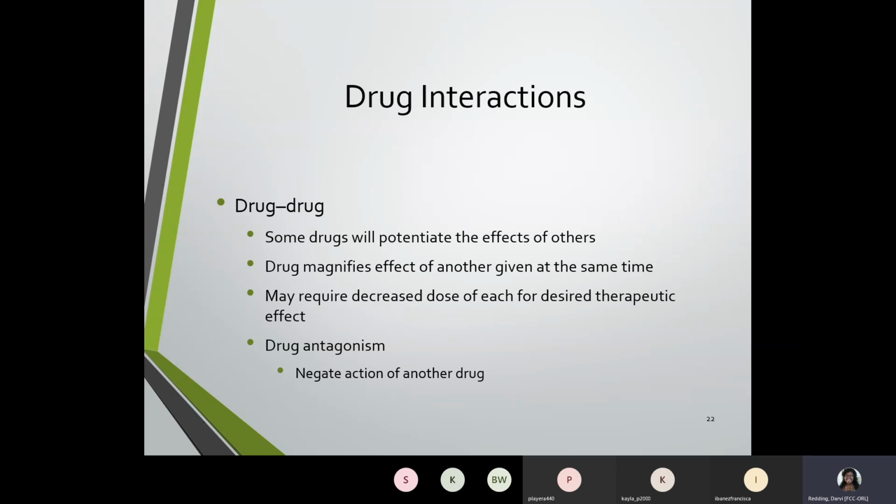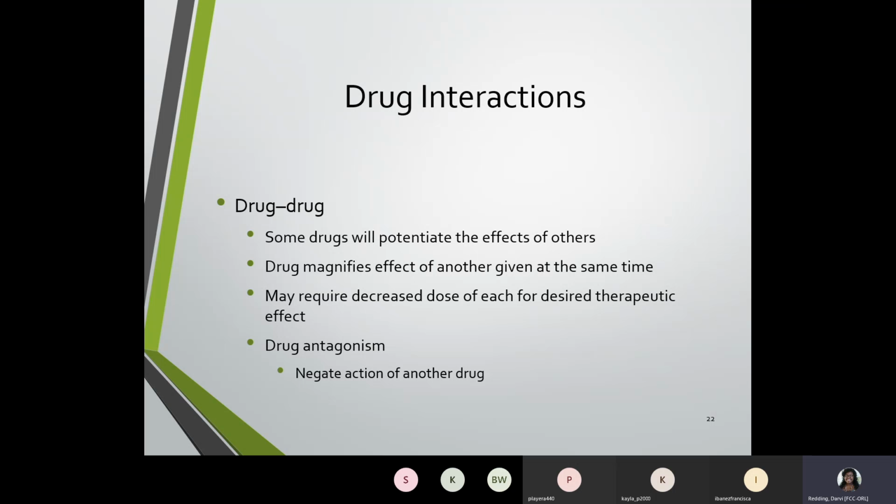So now that we've talked about the special considerations for dosing in regards to neonates, infants, pediatrics, and geriatrics, we're next going to talk about the drug interactions. So you have different types of drug interactions. You have the drug-drug interaction. This is where some drugs will potentiate the effects of others. So there are some drugs that should not be together. The drugs could also magnify the effect of another given at the same time.